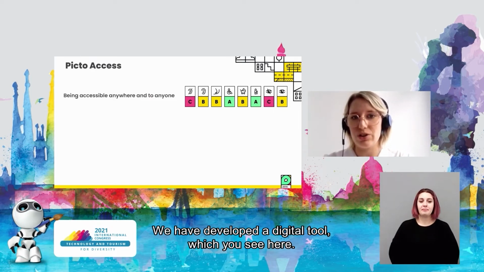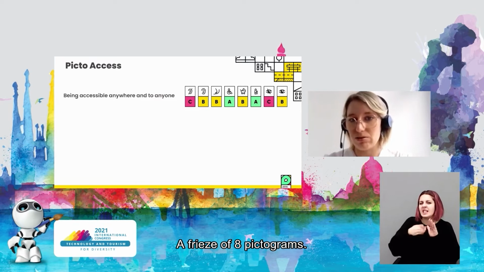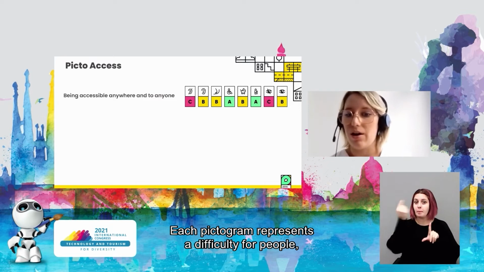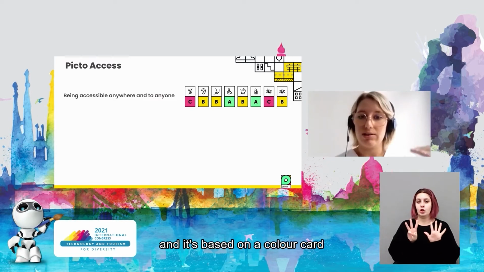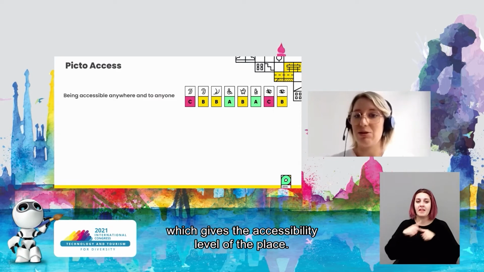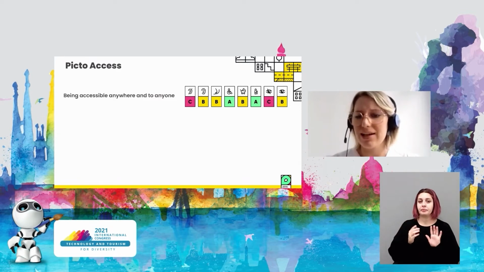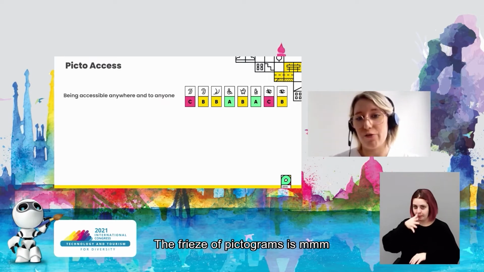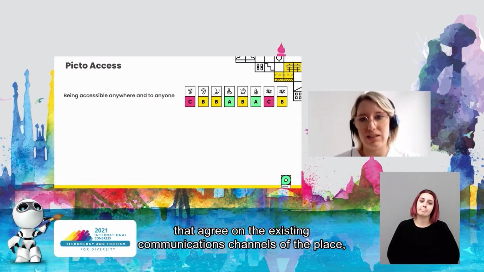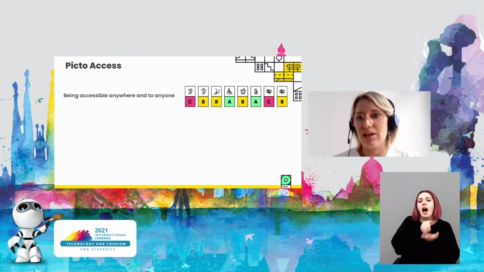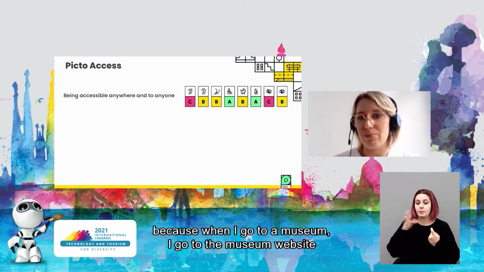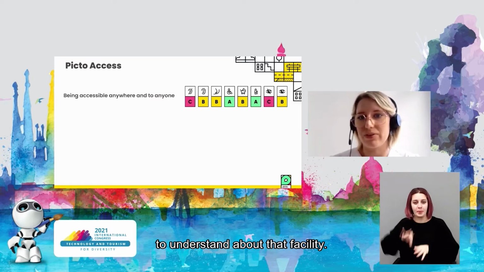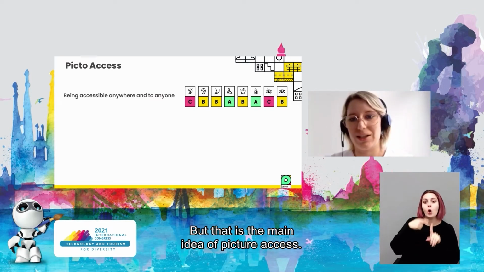We developed a digital tool, which you can see, the frieze of 8 pictograms. Each pictogram represents a difficulty for people. And it's based on a color code, which gives the accessibility level of the place. And the idea is not to have a specific app or website for this. The frieze of pictograms is plugged directly on the existing communication channels of the place, because when I go to a museum, I'm going to the museum's website to know about the accessibility. That's the main idea of Picto Access.